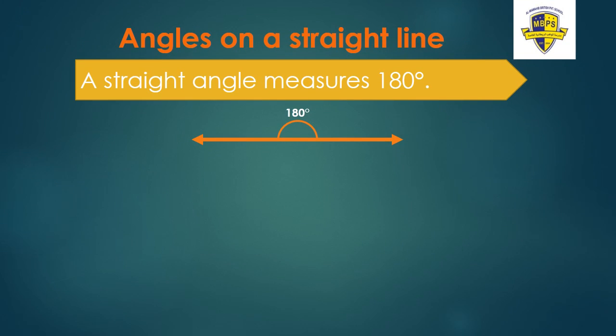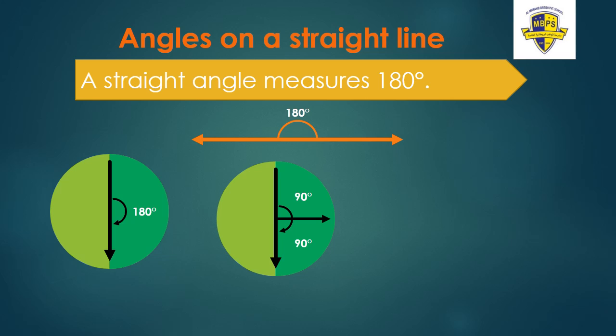Talking about angles on a straight line. We know that the angle on a straight line is a straight angle, and the measure of the straight angle is 180. Good. Now what if I divide this angle into two equal angles? 180 divided by 2 is 90. Excellent. So two right angles inside a straight angle.